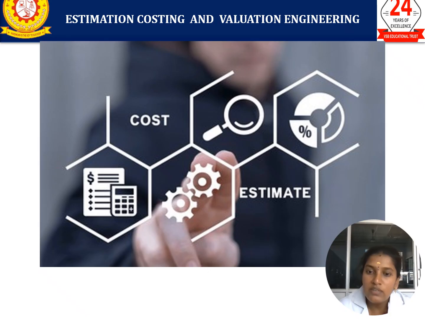So estimate, we can say simply finding the total quantities required for constructing a house. How much quantity of cement, how much quantity of sand is required, how many labors are required to construct a house. So that process is called estimation. From all those things we can calculate the total cost of the building. That is called costing.